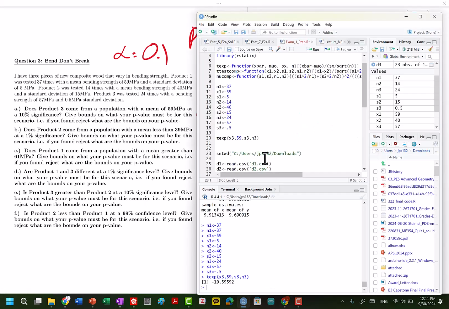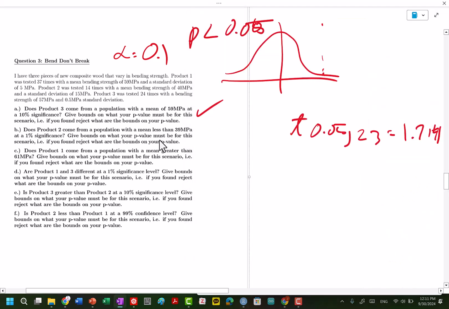Does product 2 come from a population with a mean less than 39? So now we're doing a left-tailed test. Let's change everything in here and click on that. So now that's our T experimental value. We're doing a left-tailed test, so it's product 2. Our alpha is 1% significance, so 0.01. Our nu is going to be 13. So let's look at what that value must be.